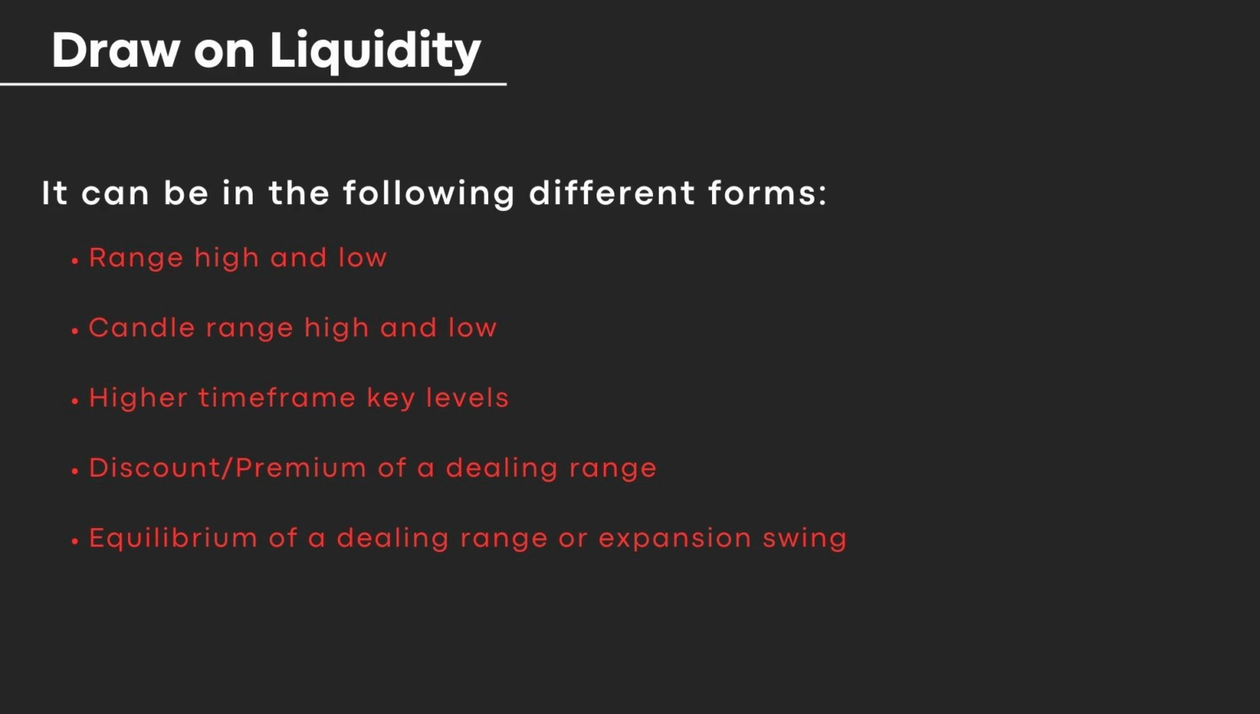That's how you're going to use premium slash discount for a more refined drawn liquidity. In terms of bearish order flow, the premium region would act as your short-term drawn liquidity, and the discount is your long-term drawn liquidity.